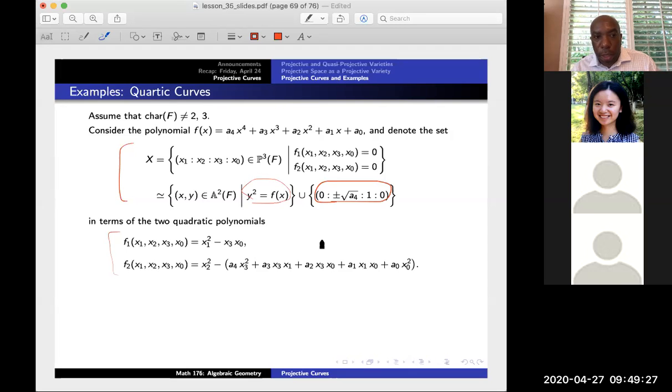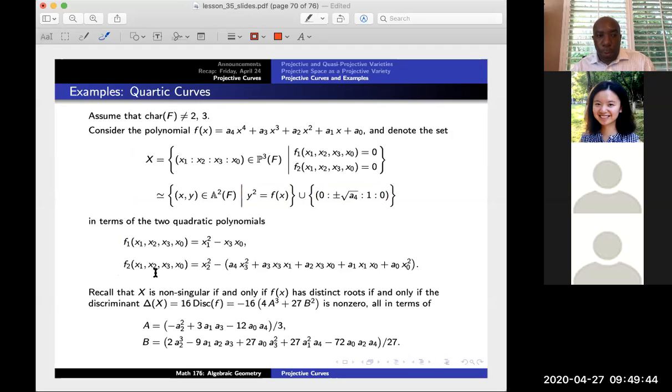So the number of variables minus the number of equations should be 1. N minus m is 1. So we do actually want to check that everything does work out. So again, here we just have our set corresponding to these 2 quadratic polynomials.